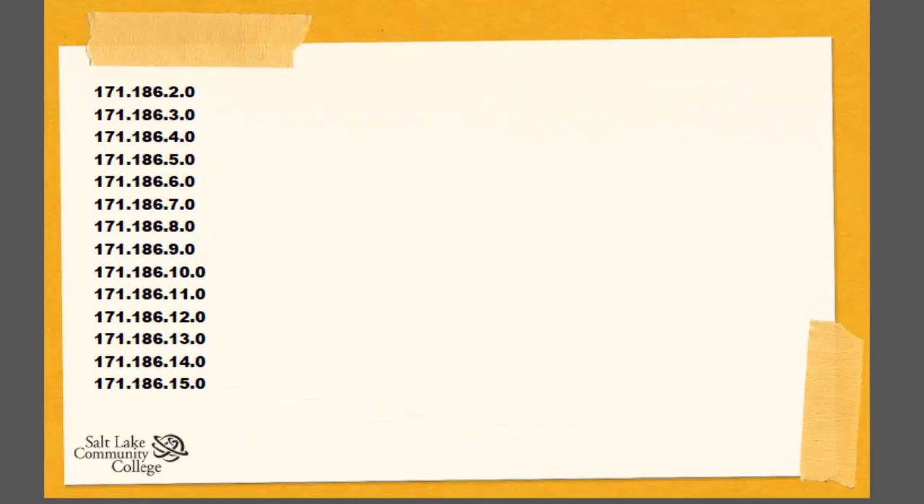So here's our next challenge. We're going to take all of these networks that you see right here and summarize them out as one route. Now, the one thing you'll notice about the numbers that we're using is that they're all contiguous numbers. That is important when you're trying to summarize out an IP address.